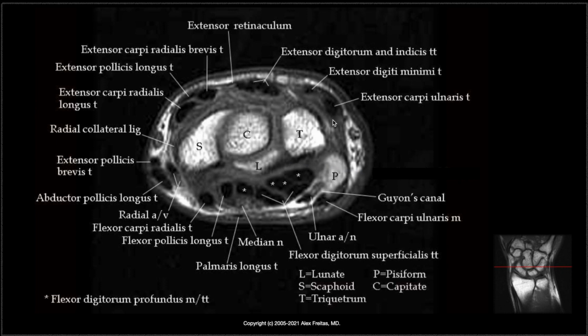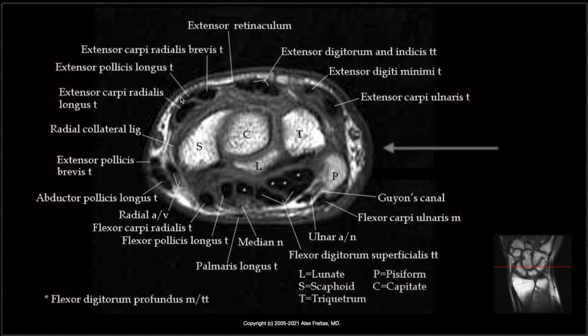Let's start from the back of our hand. We can see, on the same side as the pisiform bone, the extensor carpi ulnaris tendon, extensor digiti minimi tendon, extensor digitorum and indicis tendons, then the extensor carpi radialis brevis tendon. If we have brevis, it means we have longus too. We can see here the extensor carpi radialis longus tendon, and between these two we have the extensor pollicis longus tendon.